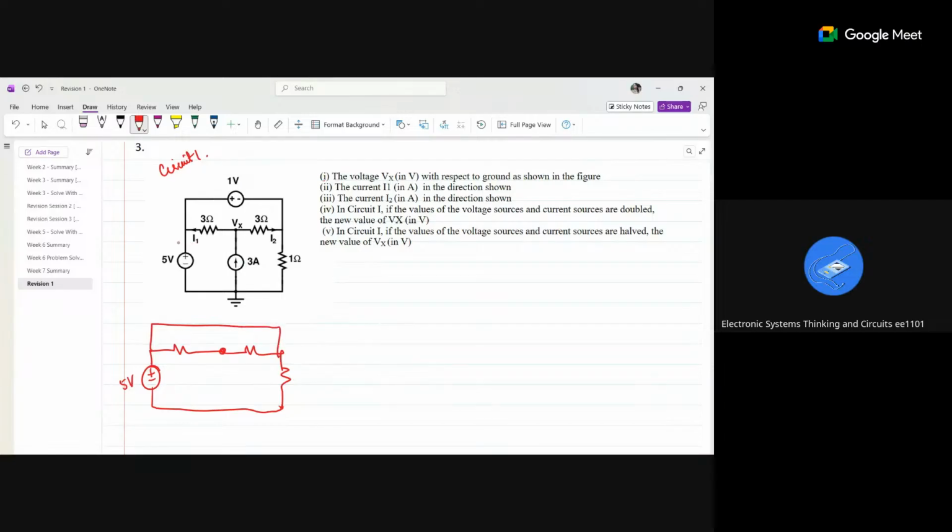So how will you do the superposition principle? First, we'll identify the number of sources, voltage source and current source. Here it is 3. So first step is I will de-energize. We can use superposition, but here is one. You can use.